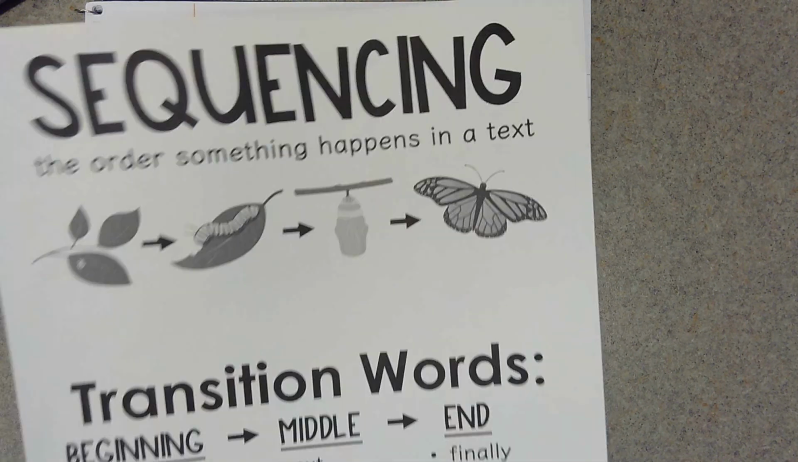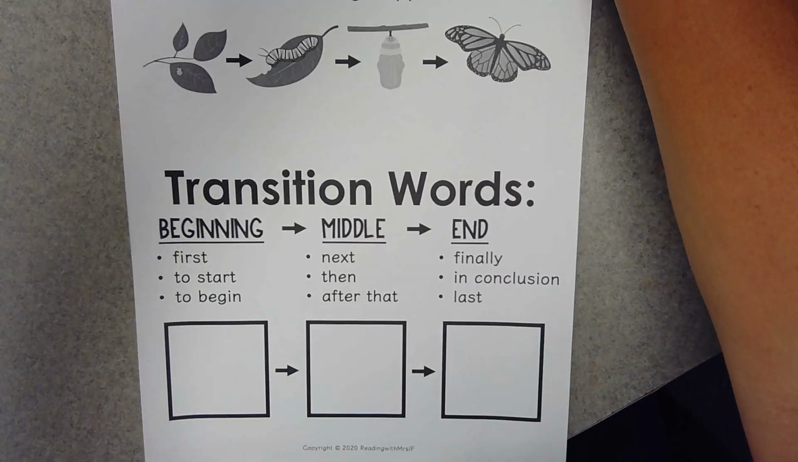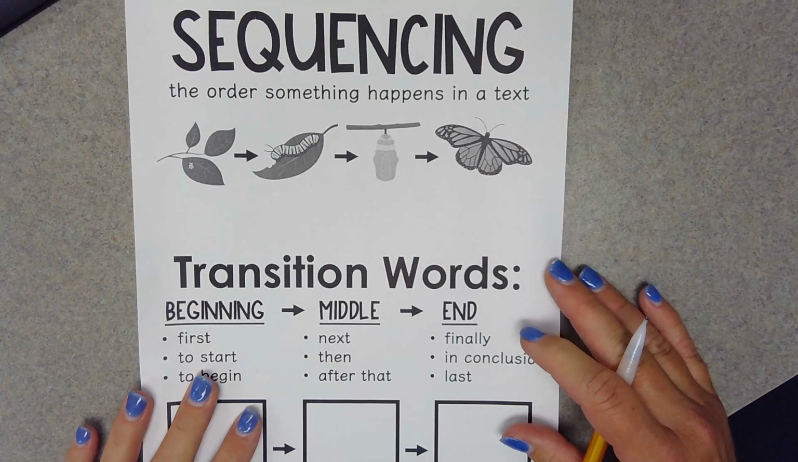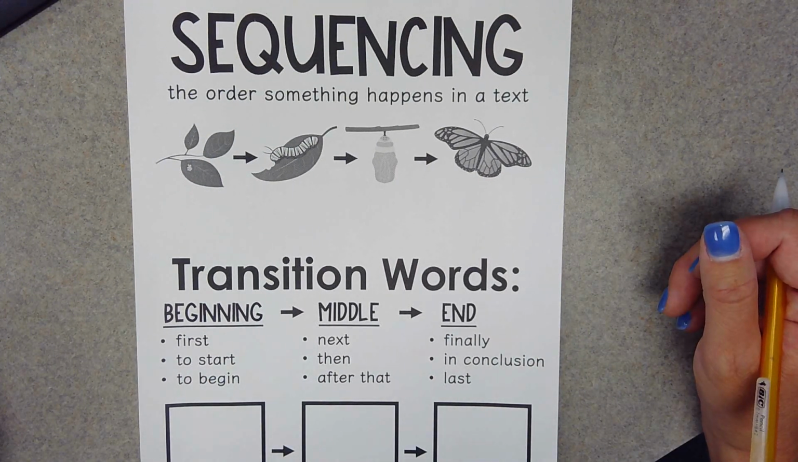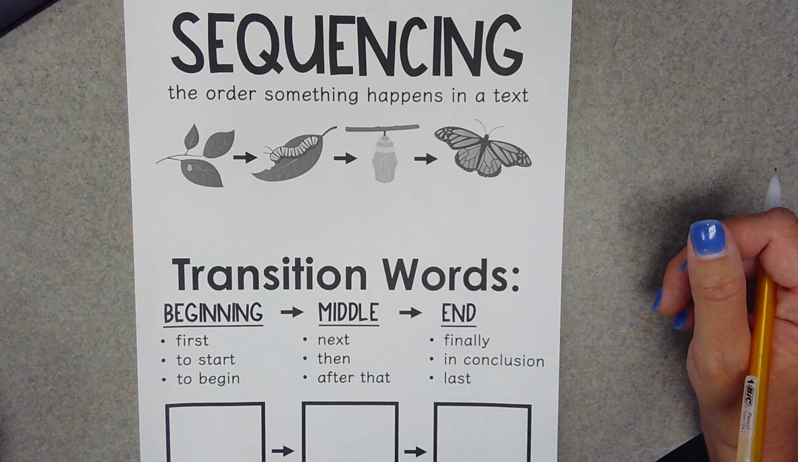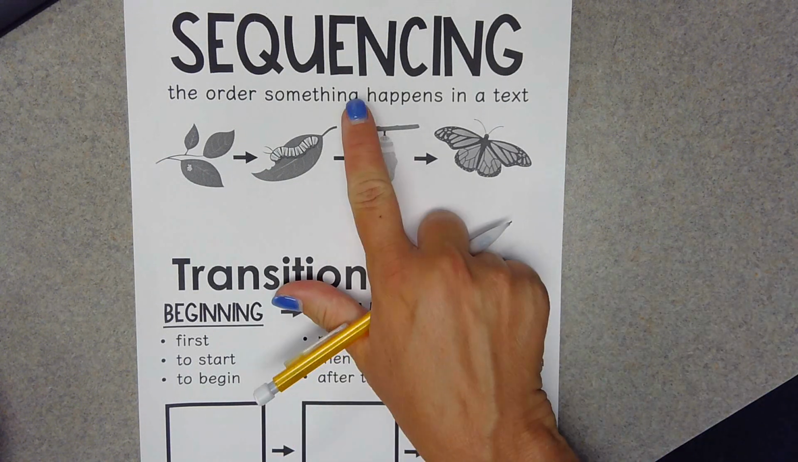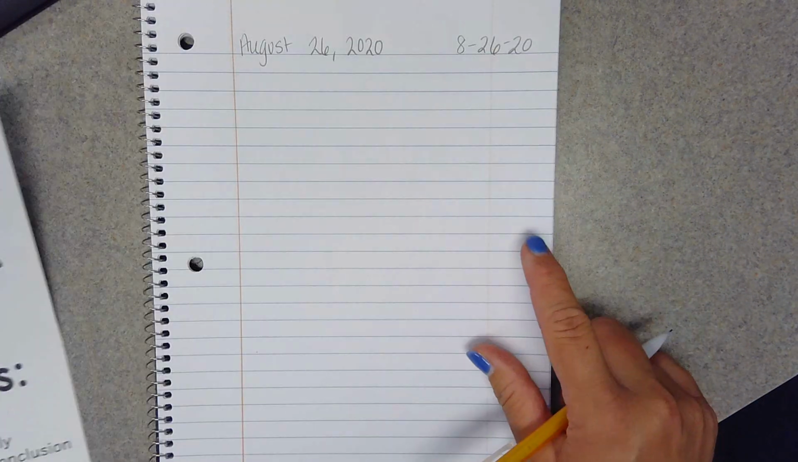Now, if you'll remember last week, we talked about this sequencing anchor chart, okay? And we were not able to get it in our notebook because I think I was having trouble with the camera that day or something. So I went ahead and posted it in our classroom, but I want to go ahead and put it in our notes, okay? So we're going to write sequencing, the order something happens in a text.